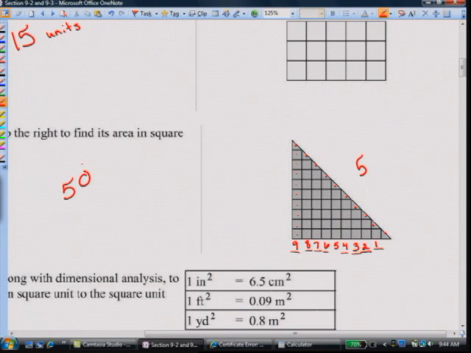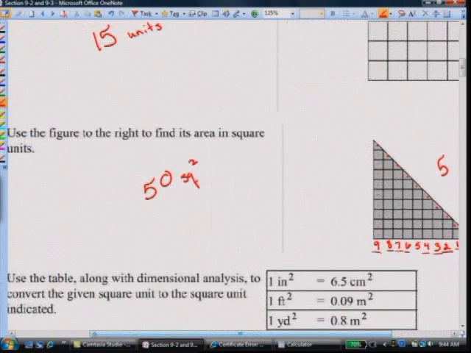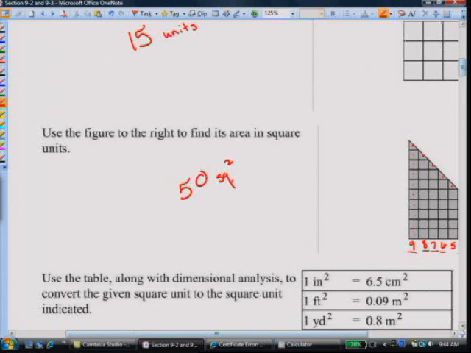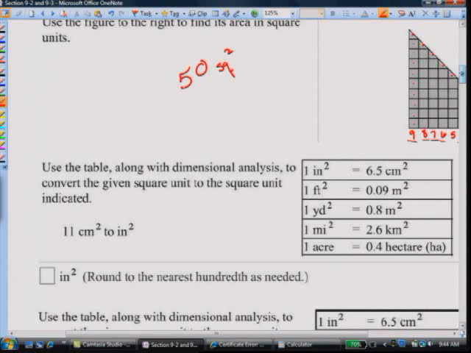So that's 50 units squared again, or square units. Not rocket science, but kind of fun. All right, now we're going to do just some conversions.